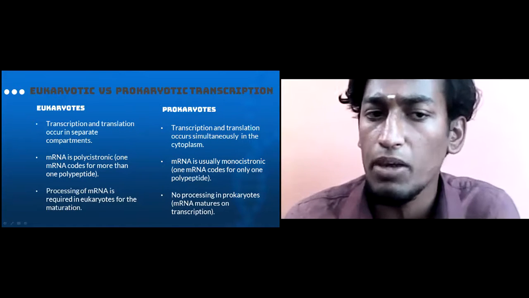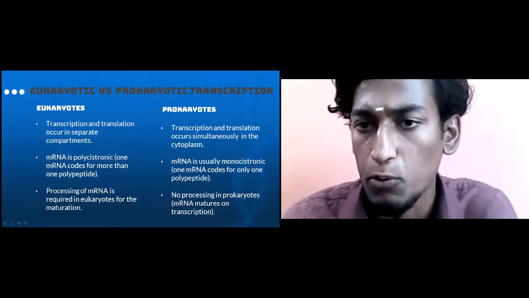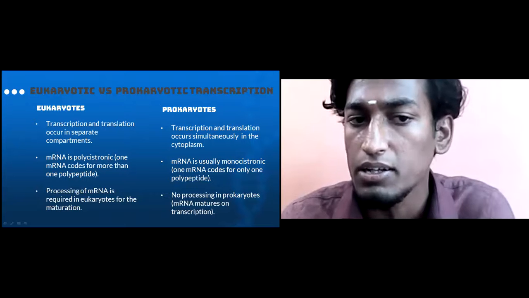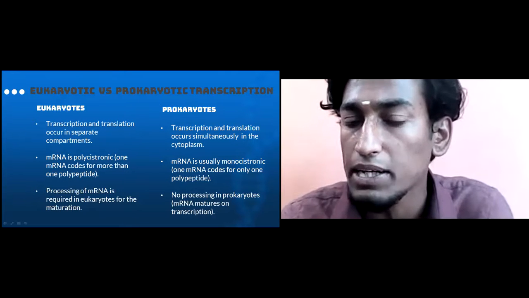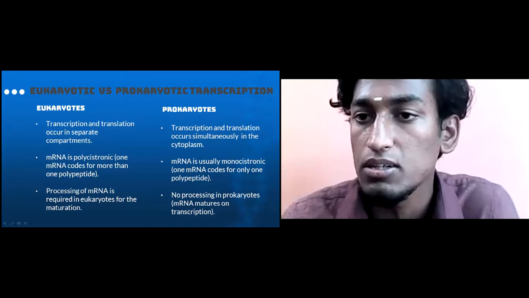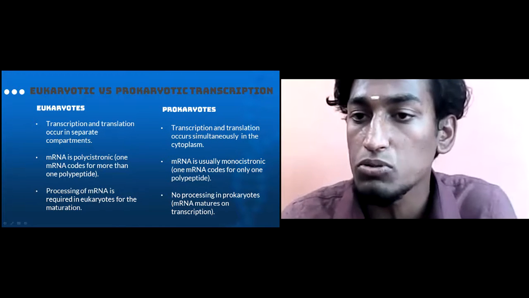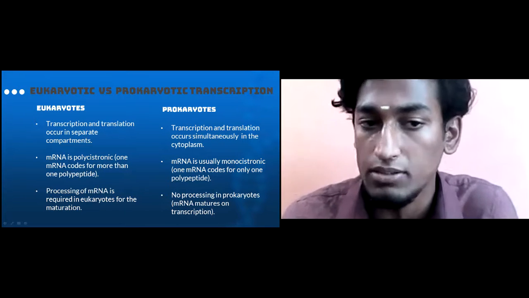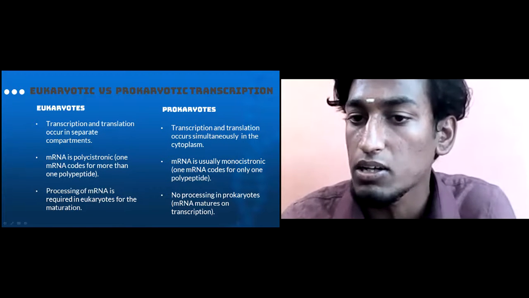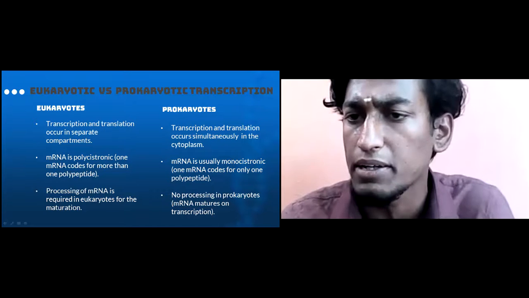I'm going to talk about the difference between eukaryotic and prokaryotic transcription. In eukaryotes, transcription and translation occur in separate compartments. Transcription occurs inside the nucleus of the cell, and translation occurs outside the nucleus, in the cytoplasm of the cell. Whereas in prokaryotes, transcription and translation occur simultaneously in the cytoplasm because there is no separate compartment.